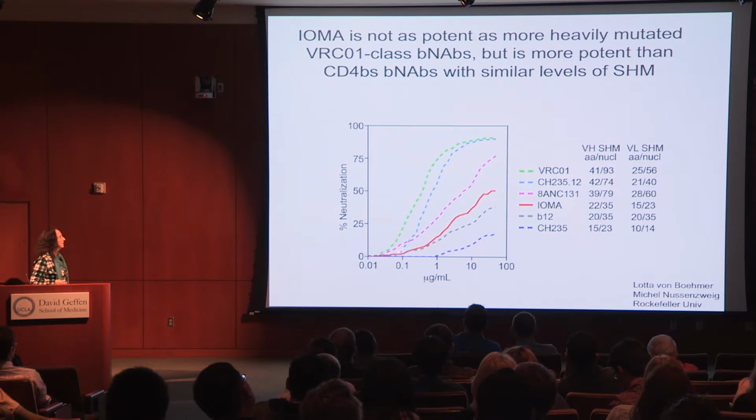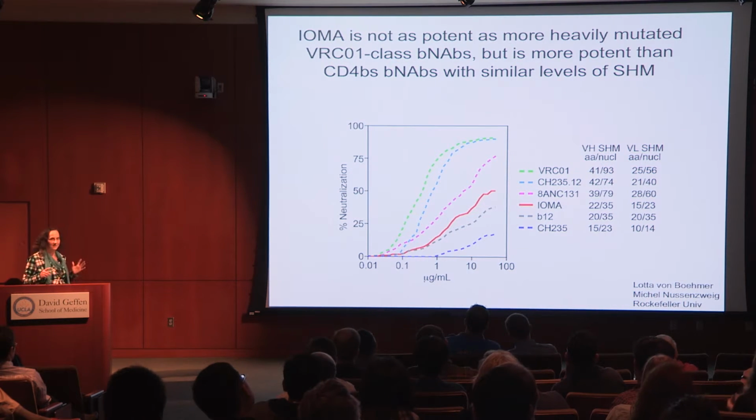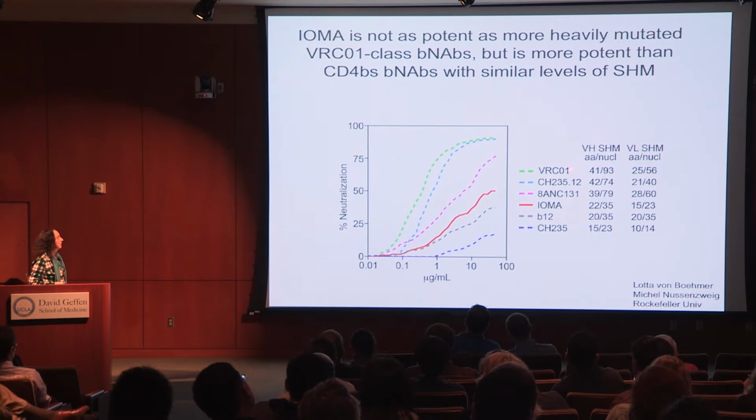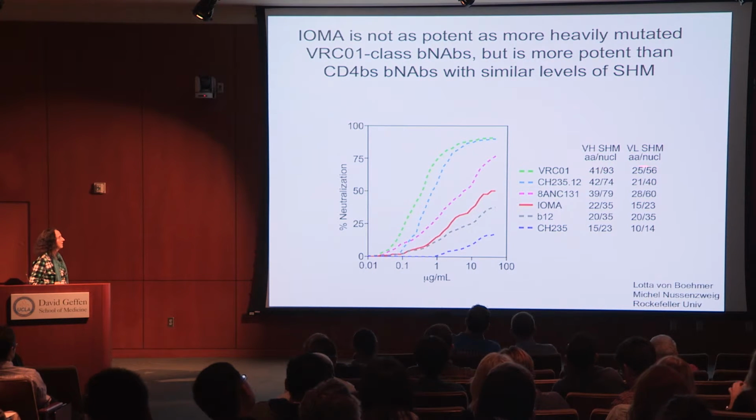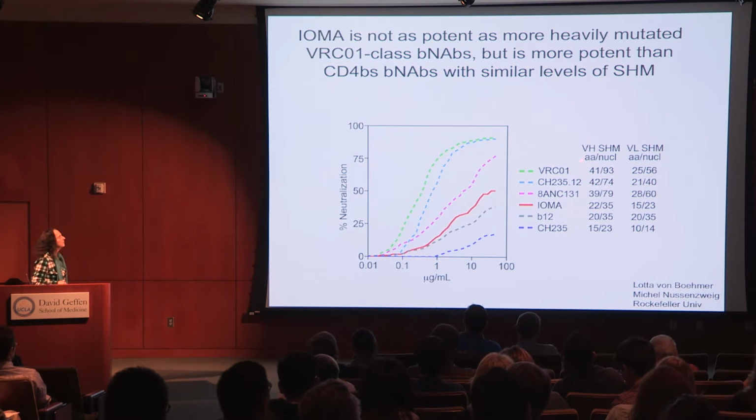IOMA is not very good compared to VRC01. It's this red line here, but it's not as heavily somatically hypermutated. So for VRC01, it's got 41 somatic hypermutations in the heavy chain at the amino acid level, 25 in the light chain. But IOMA only has 22 and 15. So it's going to be very hard to elicit an antibody with that much somatic hypermutation.